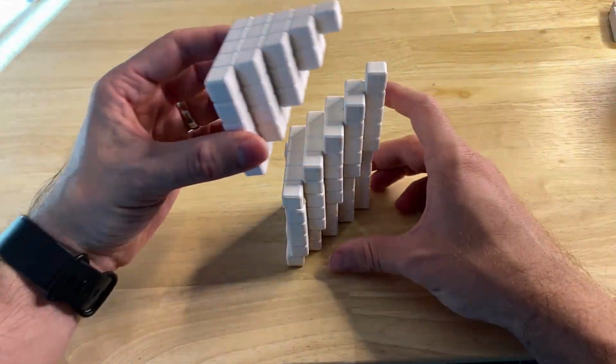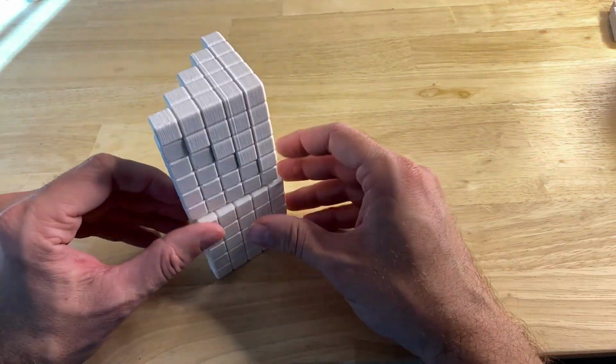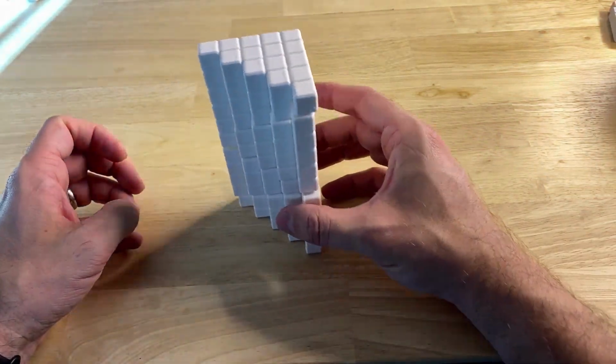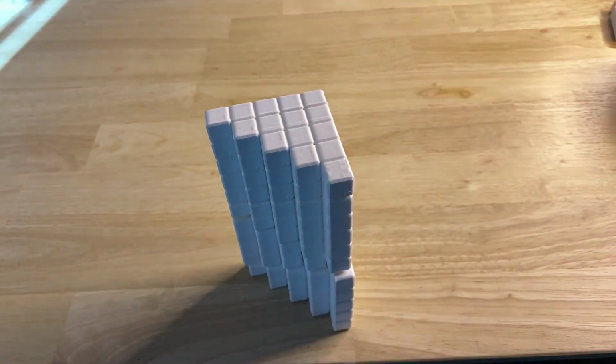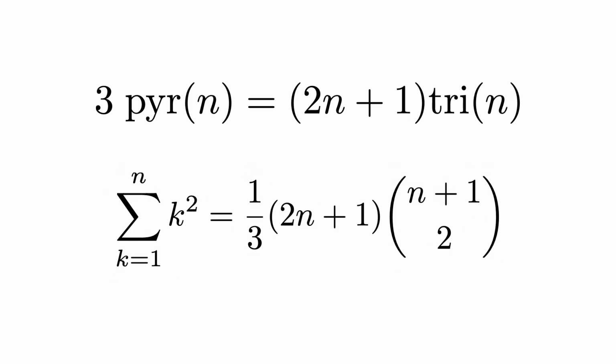This one goes over here, and what we get is a triangular prism of height 2n plus 1. That gives us another closed form where we write 3 pyramids as 2n plus 1 times a triangle, and so the sum of squares is 1/3 of 2n plus 1 times a triangle.